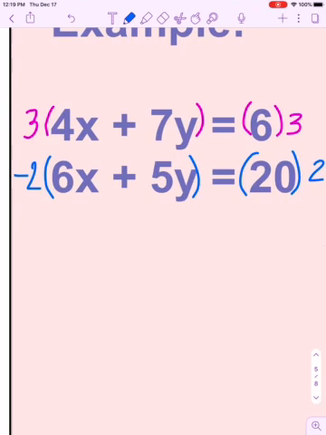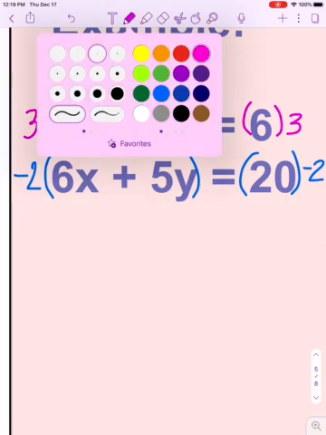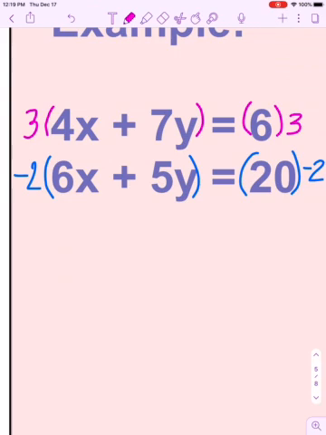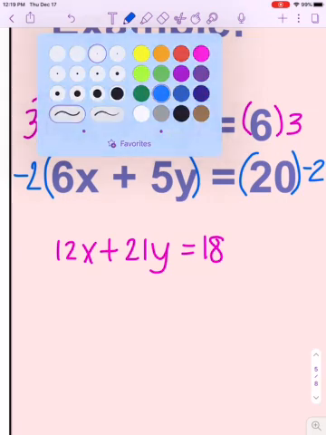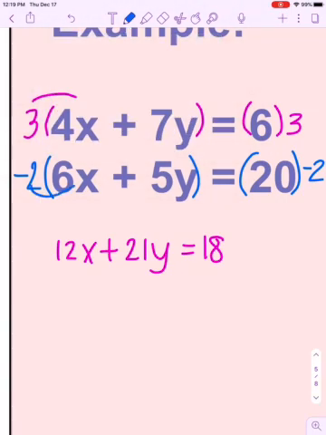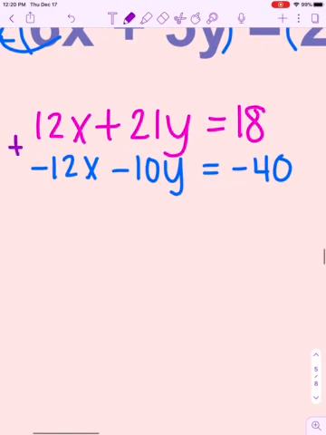Now, I already said that they have the same signs, so I'm going to go ahead and multiply by a -2 on the second equation to get my signs to be opposite. So 3 times 4x is 12x, plus 3 times 7y is 21y, equals 6 times 3, which is 18. Down here, negative 2 times 6 is negative 12x, and then negative 2 times 5y is negative 10y, equals negative 2 times 20, which is negative 40.